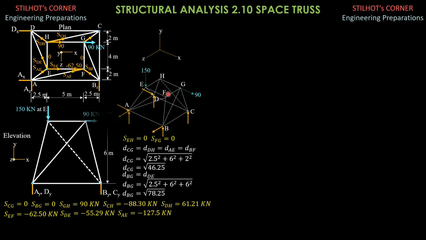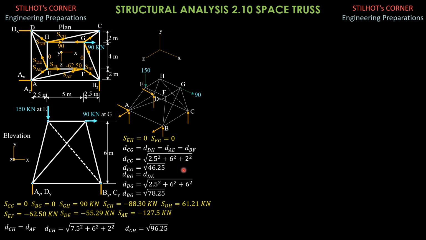So from the preceding slides, these are the results, including the distance of CH. Let's have it also here. So we proceed to joint F. Take note that SEF is negative 62.5. It's already here. So these are the new unknowns, SBF and SAF. Since distance AF is equal to CH, that's why I rewrite distance CH here. So BF is equal to CG, DH, AE.